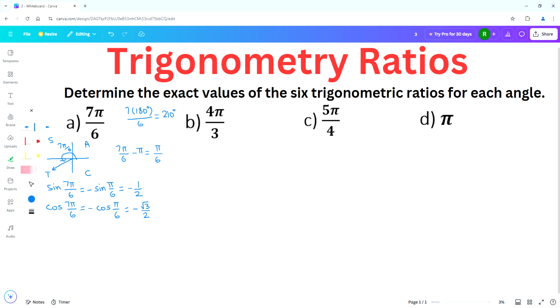Next we can evaluate the tan ratio. Tan ratio is positive in quadrant 3. Tan of pi over 6 is equal to 1 over square root 3 or square root of 3 over 3. This should be the final answer for tan ratio. Next we can find the exact values of the reciprocal ratios. Let's start with cosecant.